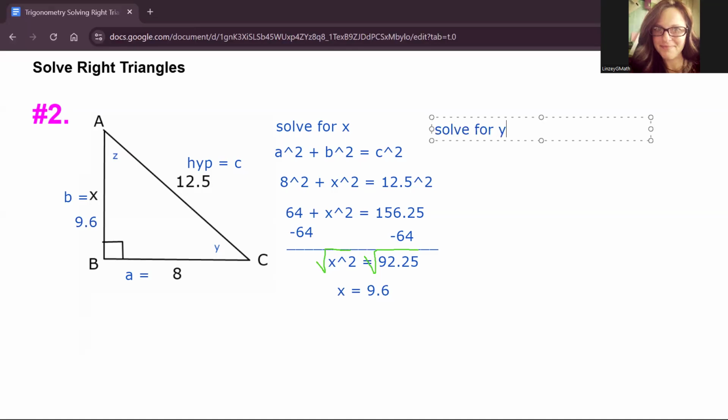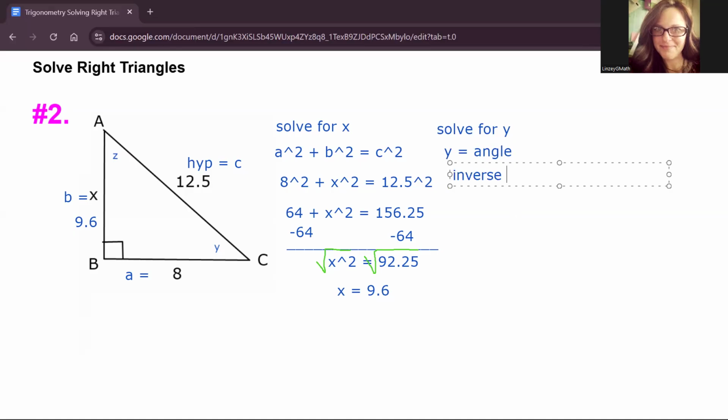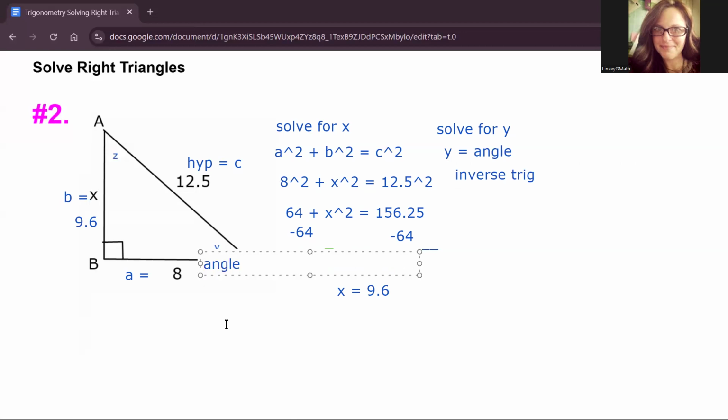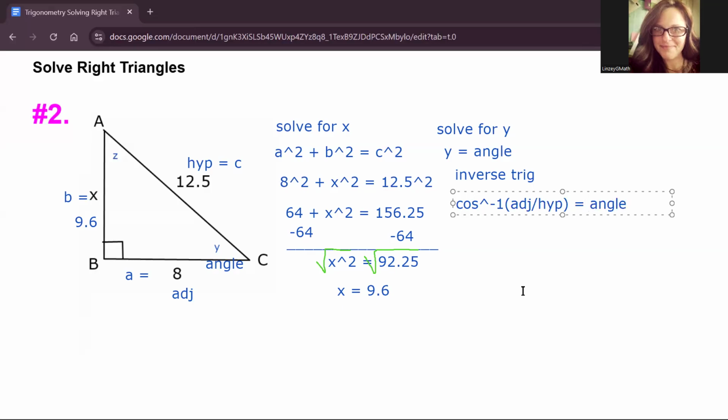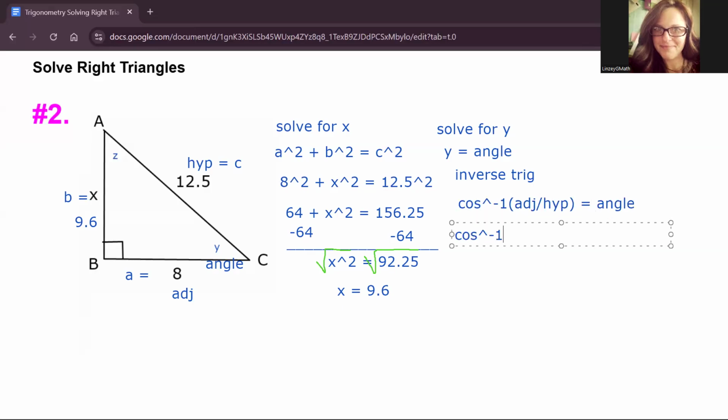Now let's solve for y. Y is an angle. To solve for an angle, we need inverse trig. To solve for the angle y, we have 8 is the adjacent side, and the hypotenuse is 12.5. Adjacent over hypotenuse, we need cosine. And to solve for an angle, we'll use inverse cosine. Adjacent over hypotenuse equals angle. And we'll fill in our inverse cosine formula.